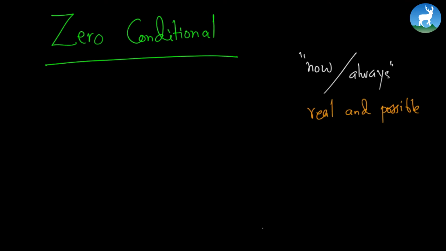The zero conditional is often used to refer to general truths. The tense in both parts of the sentence is the simple present. In zero conditional sentences, the word if can usually be replaced by the word when without changing the meaning. So we'll see how that is done. So we have an if clause followed by a main clause, or just the opposite. Sometimes we have a main clause followed by an if clause.